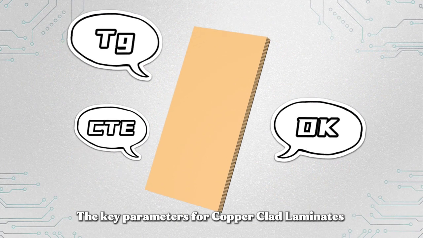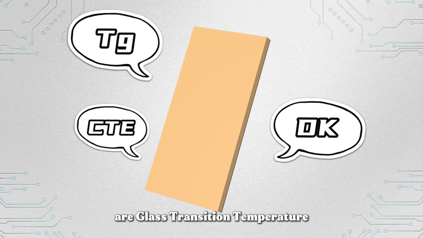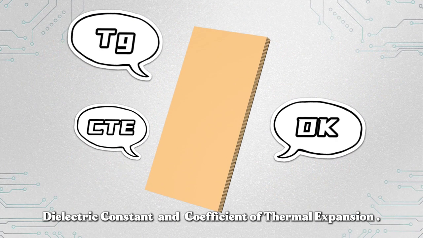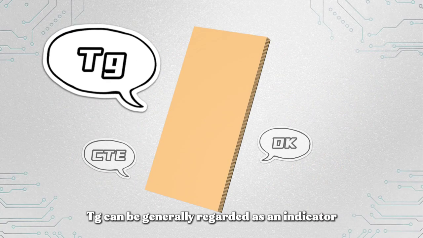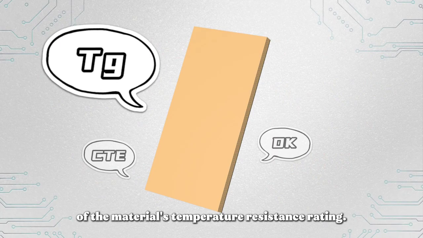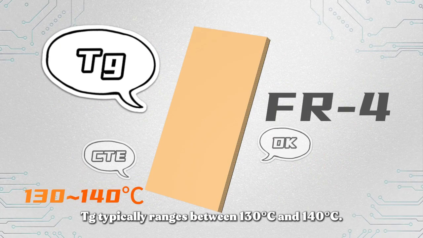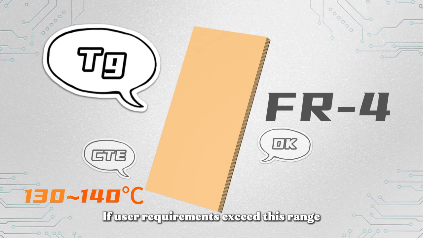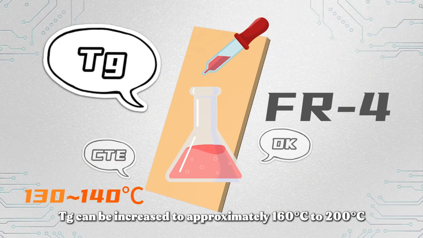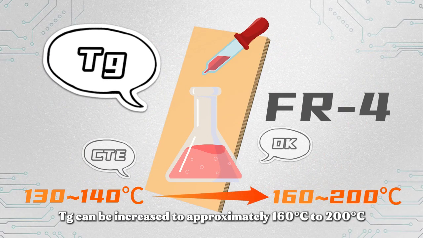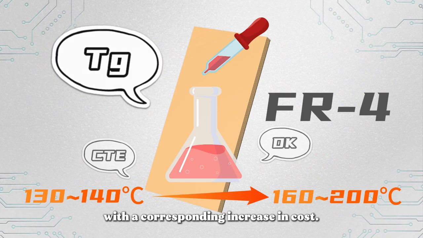The key parameters for copper-clad laminates are glass transition temperature, dielectric constant, and coefficient of thermal expansion. TG can be generally regarded as an indicator of the material's temperature resistance rating. For standard FR4 laminates, TG typically ranges between 130 C and 140 C. If user requirements exceed this range, optimizations can be implemented. TG can be increased to approximately 160 C to 200 C, with a corresponding increase in costs.